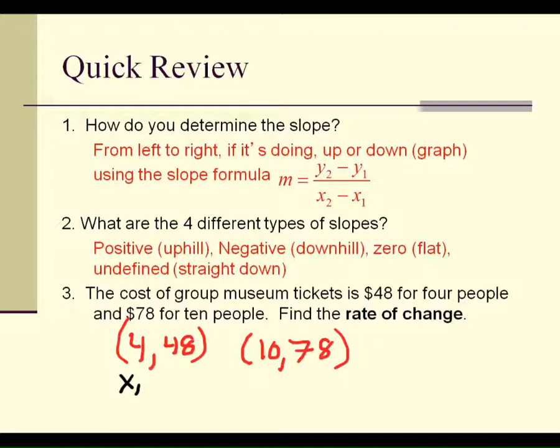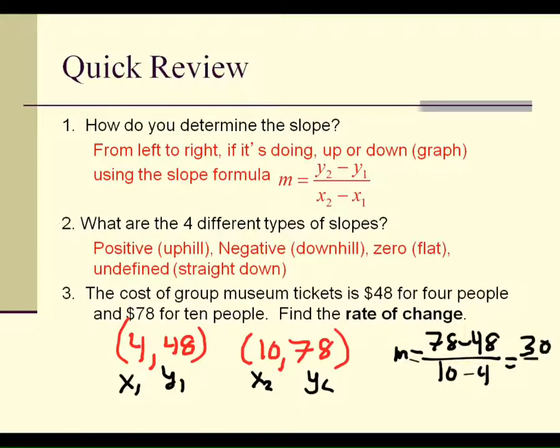If I call that the first x, the first y, the second x, the second y, plug those into the slope formula. 78 minus 48 divided by 10 minus 4. That's 30 divided by 6. So my slope simplifies to 5, because 30 divided by 6 is 5. So my slope is 5, and my rate of change is 5.